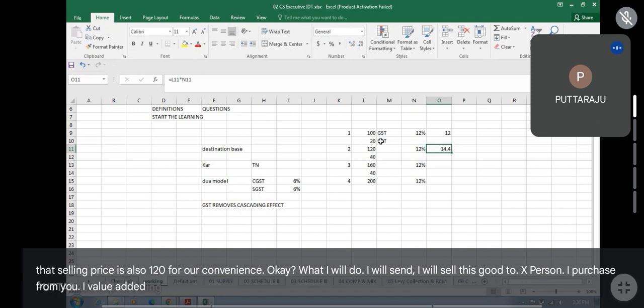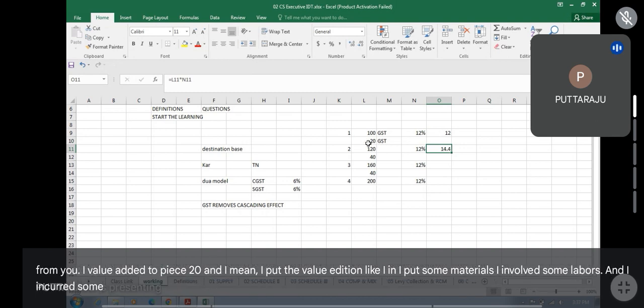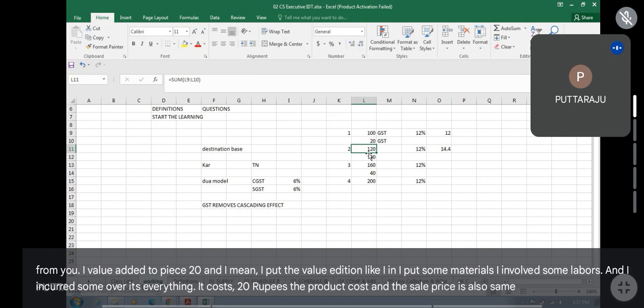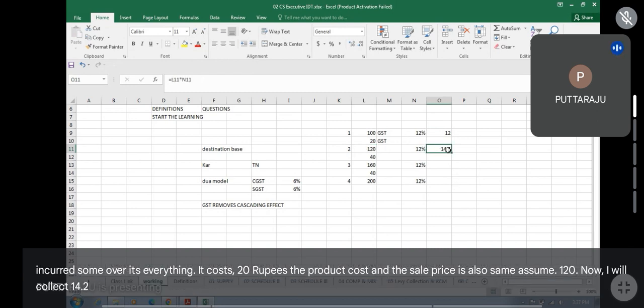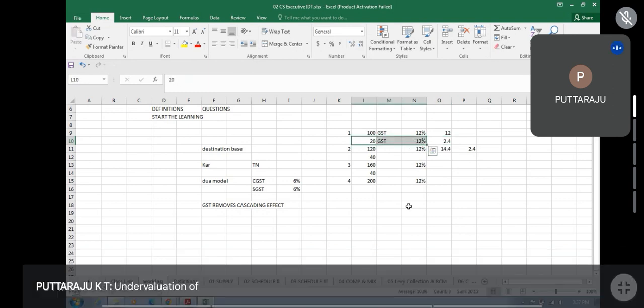I value added rupees 20, and I put the value addition, like I put some materials, I involved some labors, and I incurred some overheads. Everything it costs 20 rupees. The product cost and the sale price is also same. Assume 120. Now I will collect 14.4, but I will pay to government only 2.4. 2.4 is nothing but on the value addition of this 20.